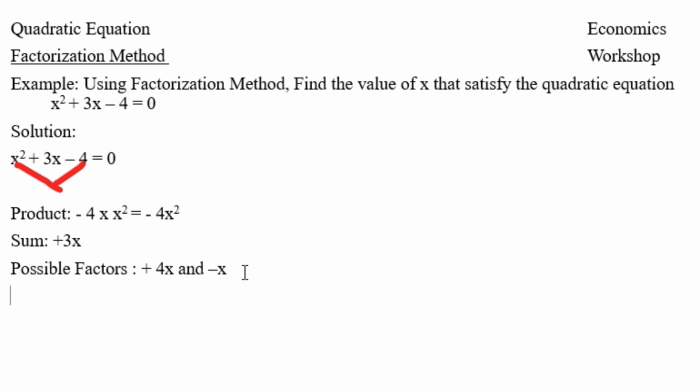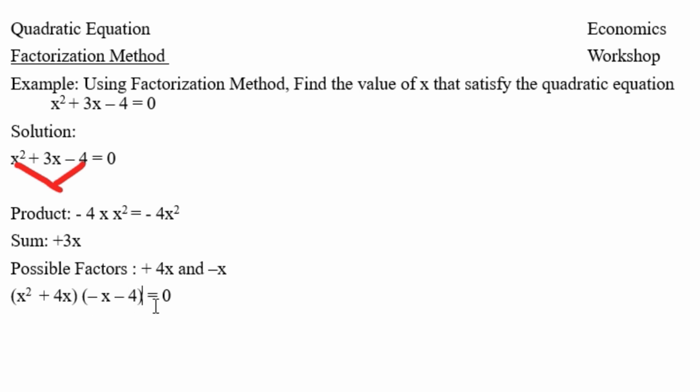So the next step is to replace the middle term in this quadratic equation with these two possible factors. That is, replace this plus 3x with these two factors, which are plus 4x minus x. So that is that. Then split these two factors into two. We have the first in this manner, and we have the second.